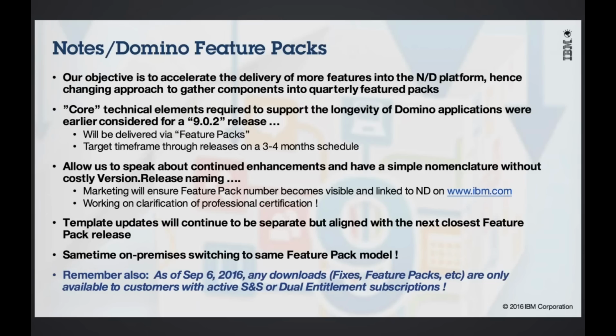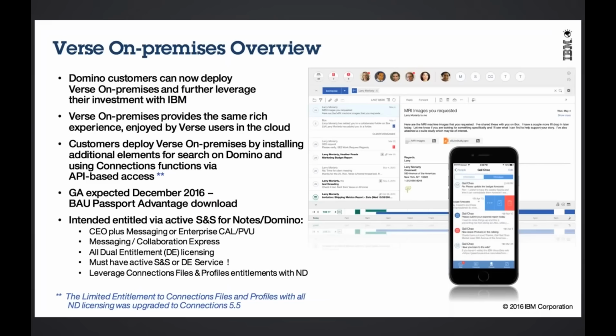Let me switch back again to Verse, and let's take a little look at Verse On-premises. We are making it available, and your Verse On-premises user interface is exactly the same rich experience as a Verse user in the cloud is enjoying today. It is the same code, and it is the same experience. The way you deploy it on premises is you simply install an upgrade, which will provide the search capabilities and use API-based access for some of the Connections functions. So you simply install those upgrades, and then you're on the air.